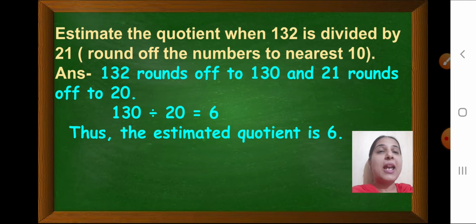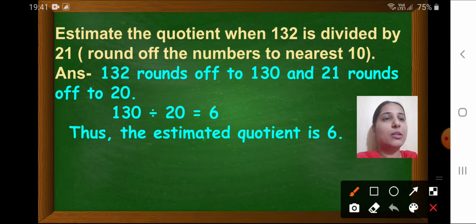The question is, estimate the quotient when 132 is divided by 21. Now within brackets, round off the numbers to the nearest 10. So children, here 132 is the dividend, whereas 21 is the divisor. First we will round off the dividend, which is 132, and you can see we have to round off the numbers to the nearest 10.